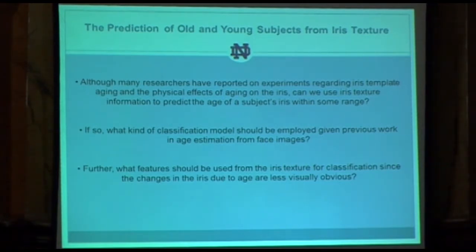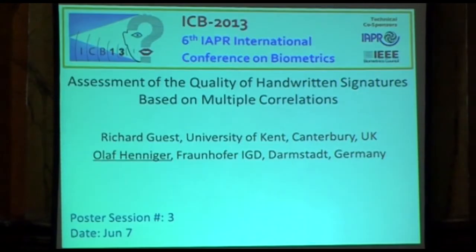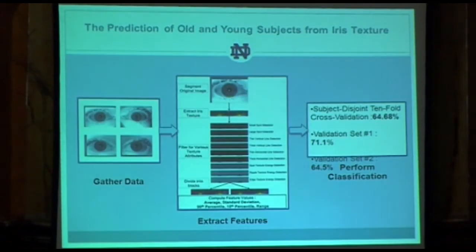Next paper is entitled The Prediction of Older and Younger Subjects from Iris Texture. Previously, many studies have looked at the prediction of soft biometric attributes such as gender and ethnicity from iris texture. In this work, we present the results of an initial study to predict the relative age of a person from iris images. Namely, we desired to predict if a subject was of college age, so 22 to 25, or older than 35, and these were based on the constraints of our data set.